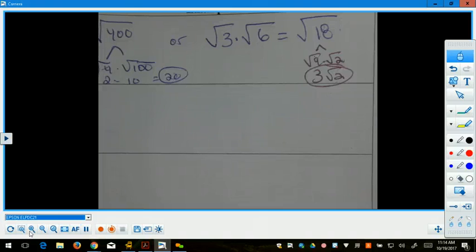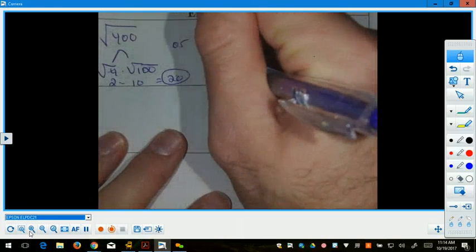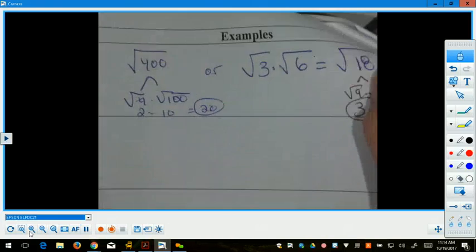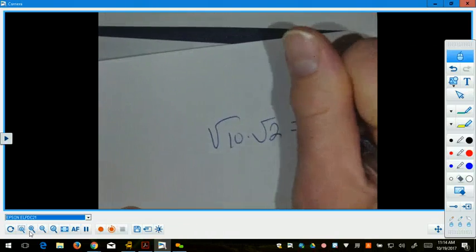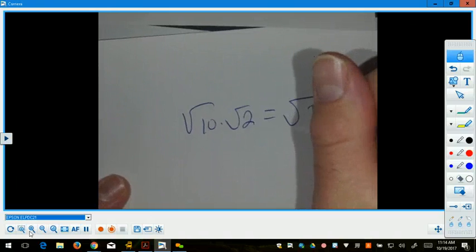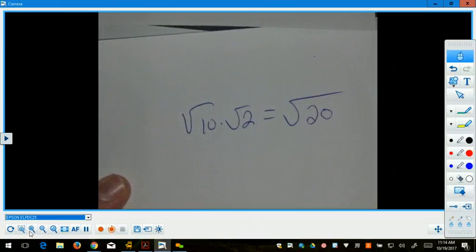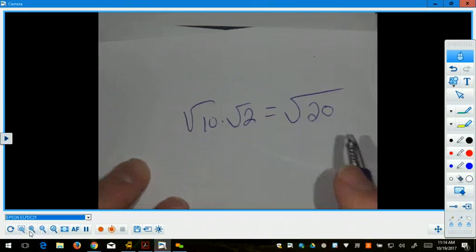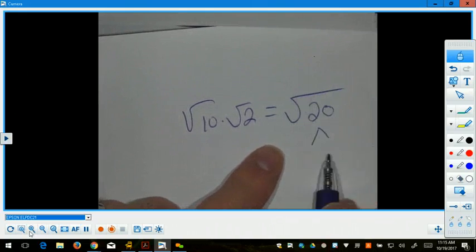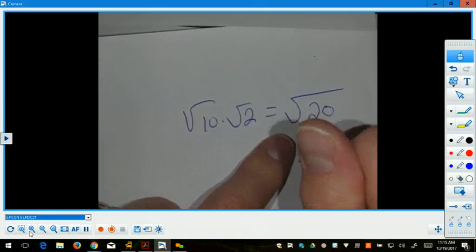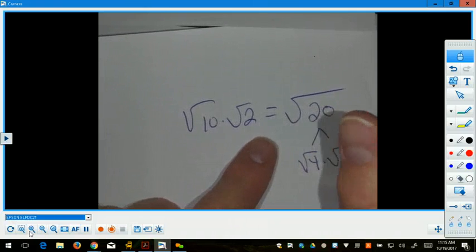Yes? What if it was like the square root of 10 times the square root of 2? Okay, let's take a look at that. Square root of 10 times square root of 2 becomes the square root of what? 10 times 2, which is 20. Right? I've just put those together using the product rule of roots. And now I'm going to try to break that down. I know a perfect square that goes into 20. The largest one is 4.